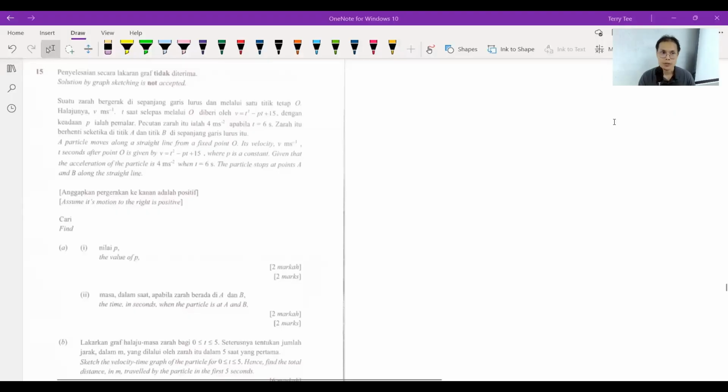Okay, this is the last question from Kinematics of Linear Motion, gerakan atas garis lurus. So we have suatu zarah bergerak di sepanjang garis lurus dan melalui satu titik tetap O. Halaju V selepas melalui O is given by this equation. So can you write down: V equals t squared minus pt plus 15. So zarah itu berhenti seketika di titik A dan titik B sepanjang garis lurus.